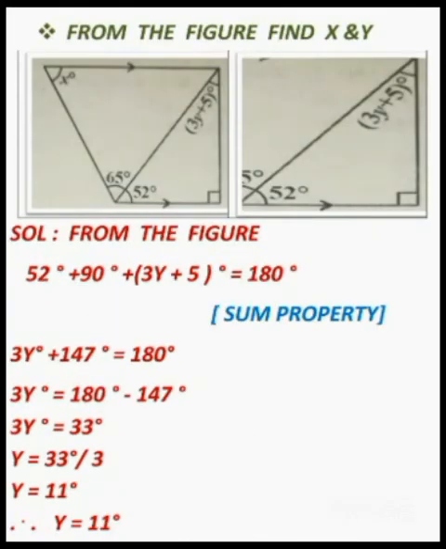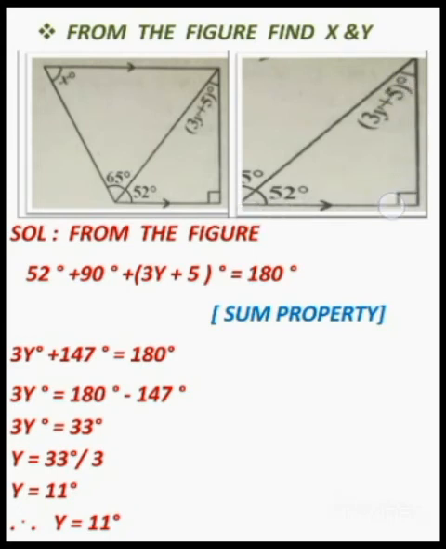Okay, let us move to the next question, children. From the figure, find x and y. So you have to find out the values of x and y, children. So first we will be finding out the value of y. So let us consider only this triangle, children. You see the second figure, the adjoining figure here. I have considered only this triangle here and it is a right angle triangle.